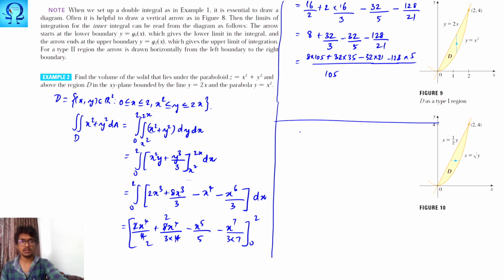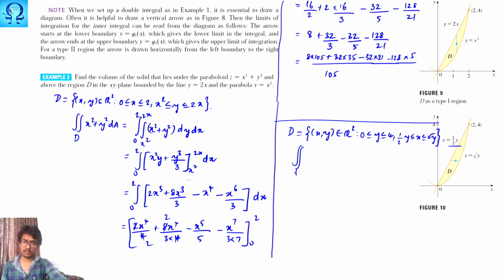And the other way is, your D may be written as the collection of points in R2 where the y value is fixed between 0 to 4, right? So 0 less than or equal to y less than or equal to 4, and your x value lies between left to right. So x is half y, and it is root y. So it is going to be half y less than or equal to x less than or equal to under root y.